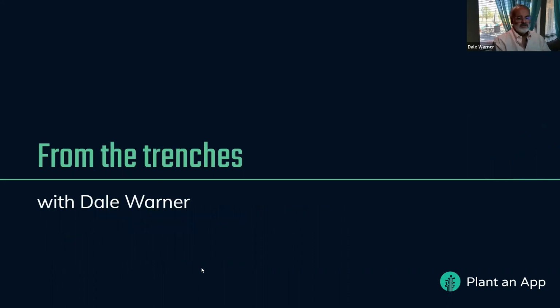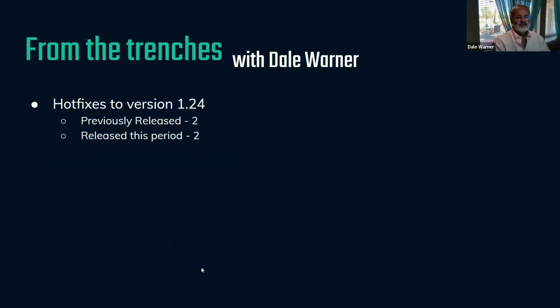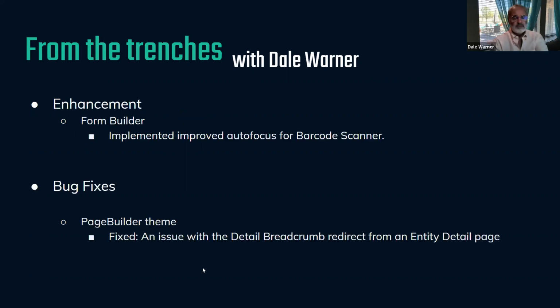So with that, I'll get into my From the Trenches segment. First thing we'll talk about is hot fixes. Our current version of Plant an App is version 1.24. We've released two hot fixes previously, and now we're releasing two more. Neither of these are probably going to change your lives, but for the right person, they might be useful.